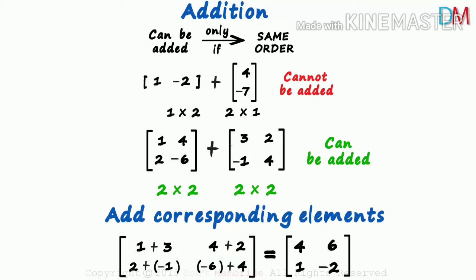Also make sure you observe the order of the final matrix we got. 2 by 2. It will always be the same as the orders of the individual matrices. To summarize, first check if the matrices can be added using this rule. If yes, then add the corresponding elements of the individual matrices to get the final matrix.